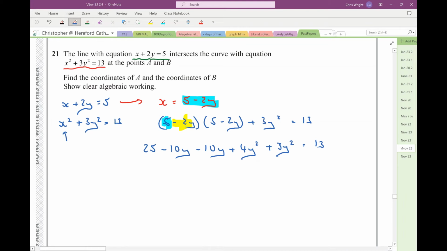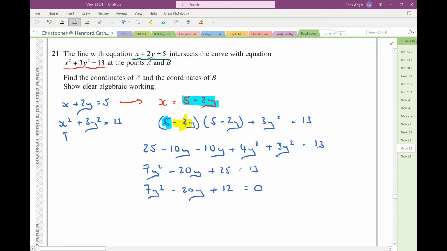Let's tidy up the left-hand side. 7y squared. Now what about the y's? Minus 20y, and then plus 25 equals 13. Okay, let's subtract 13 from both sides. 7y squared minus 20y plus 12 equals 0.